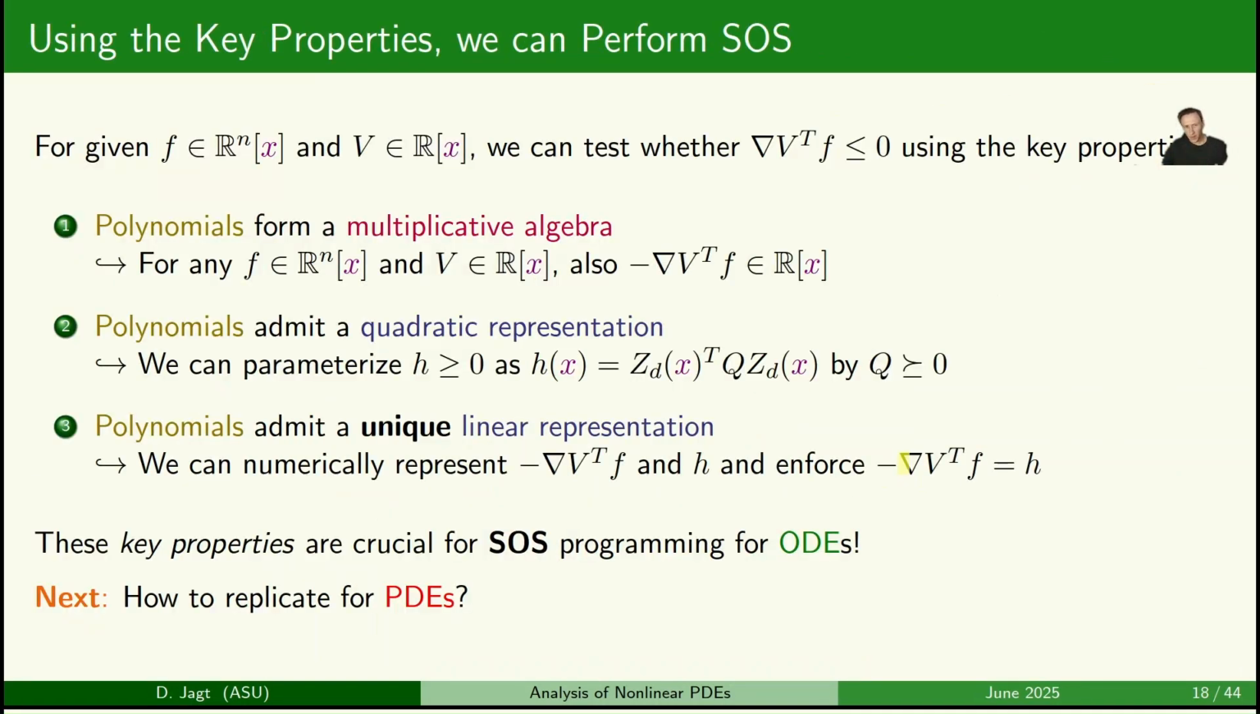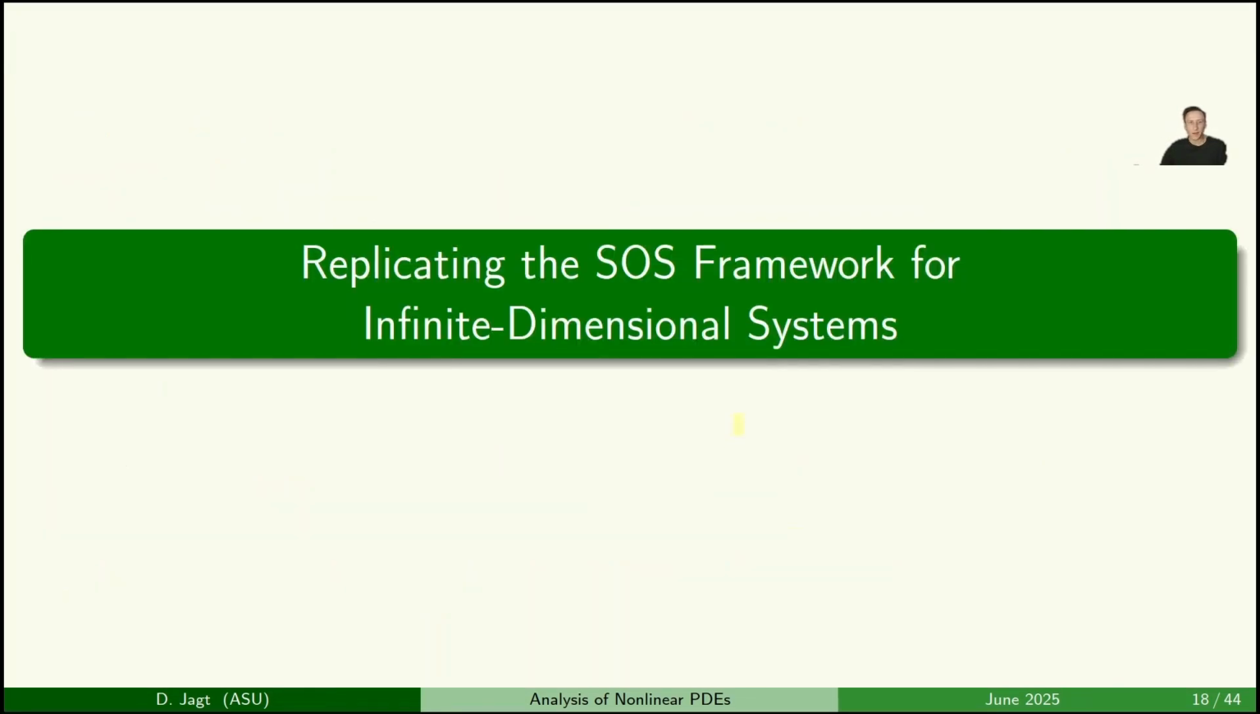So these three key properties, namely that polynomials form a multiplicative algebra, that they admit a quadratic representation, and that they admit a linear representation, these three key properties are really at the basis of every SOS program, including for stability analysis, but also for other applications for these linear differential equations. Question then is, how can we replicate this for partial differential equations? So that will be the focus of the next few slides, replicating the SOS framework for infinite dimensional systems.